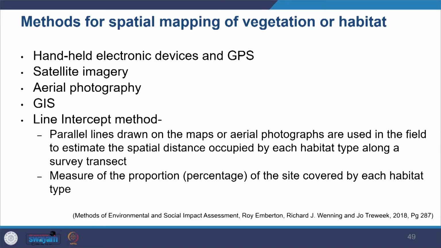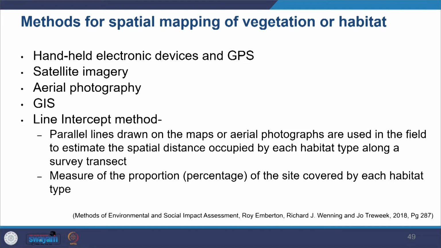Looking at what kind of methods are available for spatial mapping of vegetation, you can use handheld electronic devices and GPS. You can also use satellite imagery and aerial photography. GIS can be used. Then there's the line intercept method, where along any project area, you draw parallel lines on the map or aerial photography, and you take stock of what all things are crossing or are there in that particular range. So that's the line intercept method.